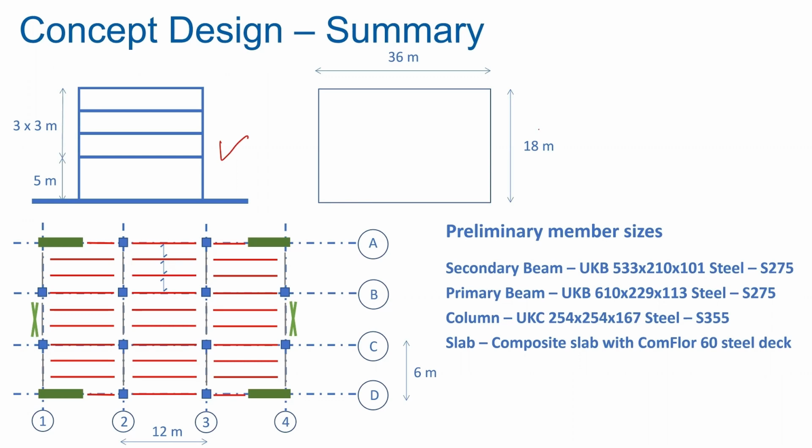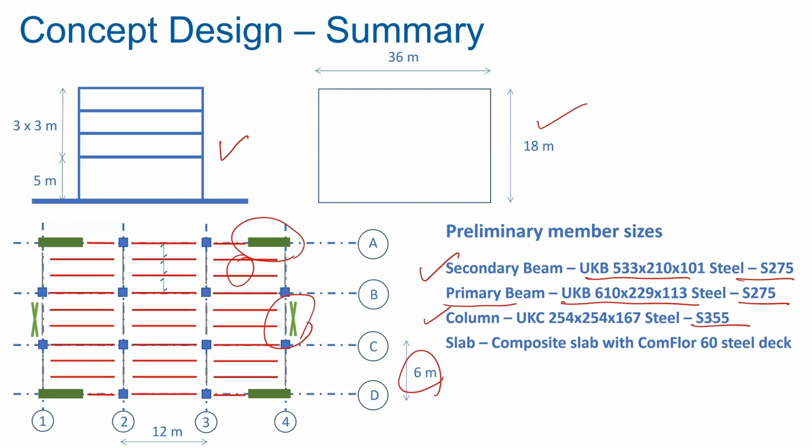This was the building footprint which was given to us, and we came up with primary and secondary beam configuration, 2 bracings, 4 shear walls. The grid size was 6 by 12. We came up with these member sizes. For secondary beam, we had this beam in S275 steel. For primary beam, we have this beam, S275 steel. For columns, we had UKC 254, S355 steel, and slab was composite slab with ComFloor 60 steel deck.